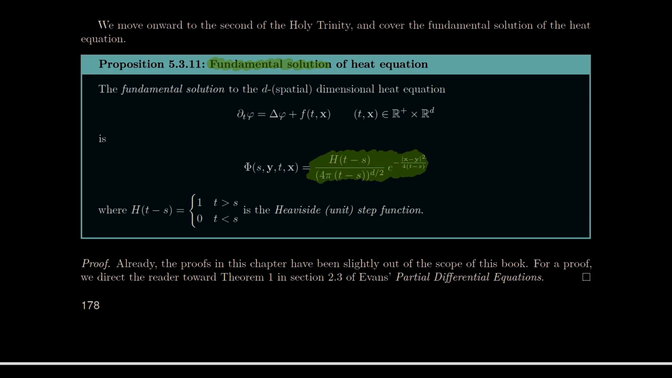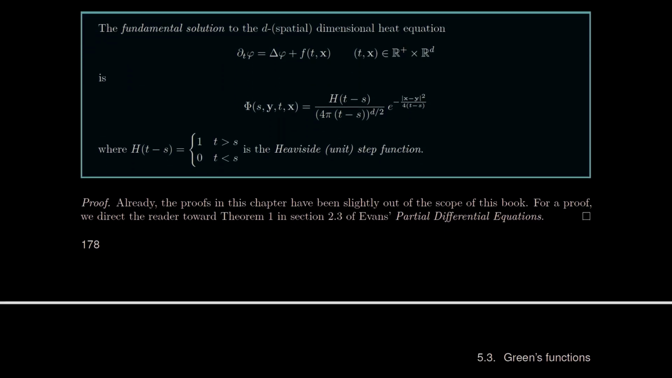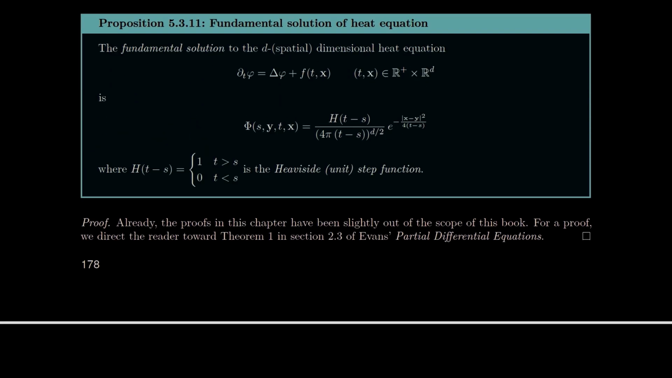The fundamental solution here has the Heaviside step function, or the unit step function. You probably recall it from some Laplace transforms. It's just a function that's equal to 1 when t is greater than s, or equal to 0 when t is less than s. And then it multiplies by the Gaussian, but in the denominator of the Gaussian you have t minus s, and then out front you have a corrective term that depends on the dimension, to the power of the dimension divided by 2. This is really the variance of your normal distribution, and so you have some corrector terms coming out front to meet that variance. So that's a fundamental solution of the heat equation. We really can't get into the proofs on a lot of these in this chapter.